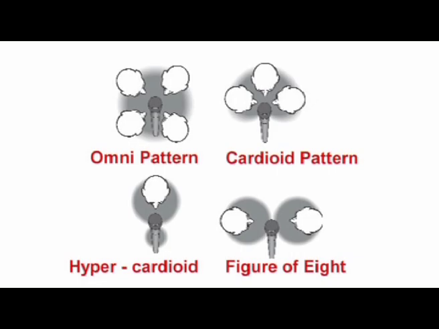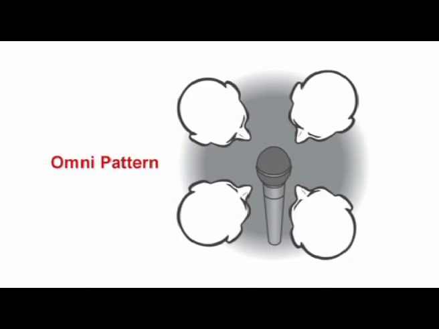Different microphones tend to have different pickup patterns. Omnidirectional microphones are equally sensitive to sounds from all directions. You'd use an omnidirectional microphone for groups of vocalists, audiences, and ambient sounds. But you have to be careful with them because they tend to encourage feedback.